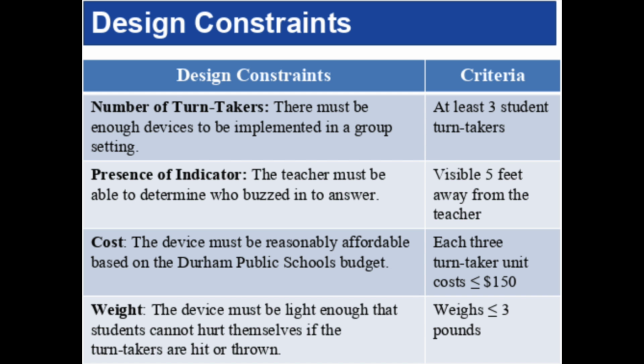Additionally, for our project, we set certain design constraints. The first being that the turn-taker system had to be effective in at least a group of 3. There had to be indicators for the students for when they could buzz and for the teacher to be able to determine who has buzzed. The cost of the device had to be less than $150, and the device had to weigh less than 3 pounds. Each of these design constraints were met.